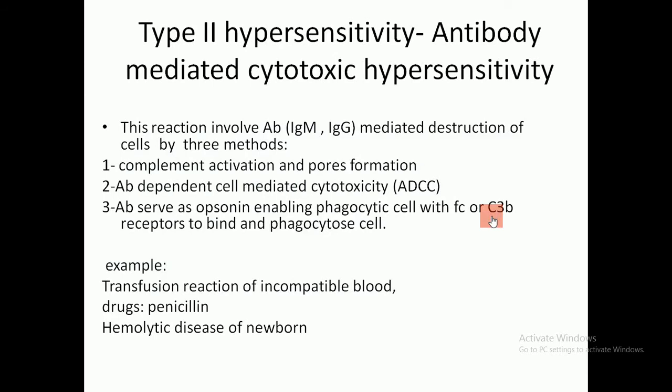Now we will deal with type 2 hypersensitivity. The main mechanism is antibody-mediated cytotoxic hypersensitivity, and the reaction involves the antibody IgM or IgG. This leads to destruction of the normal cells by 3 methods. First, complement activation and pore formation: the antigen-antibody immune complex leads to activation of the classical pathway of the complement and leads to formation of pores on the cell membrane due to MAC formation, the membrane attack complex, which is the end result of the complement activation.